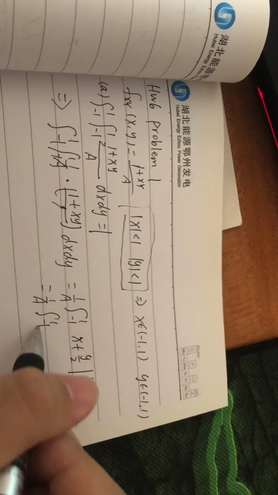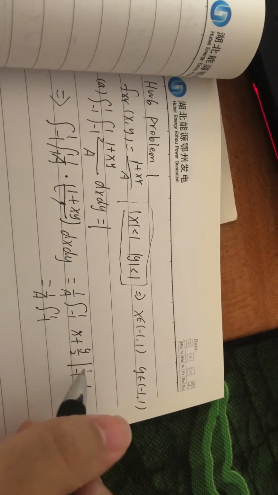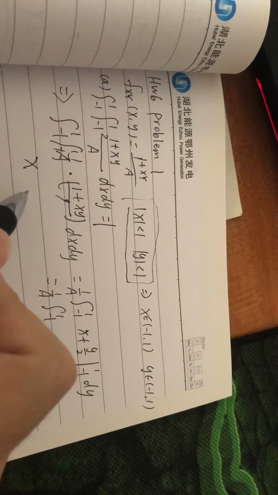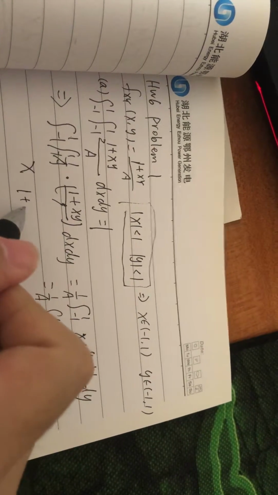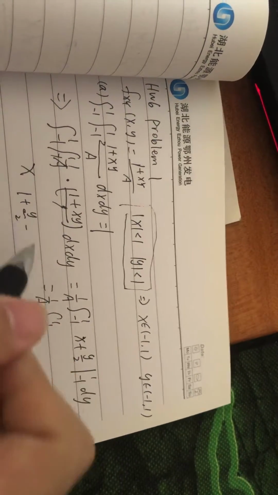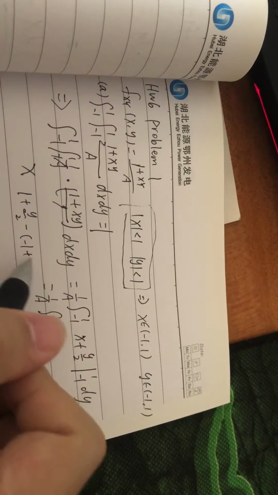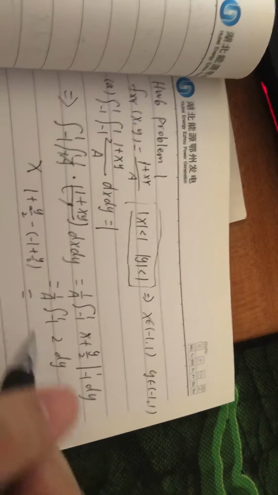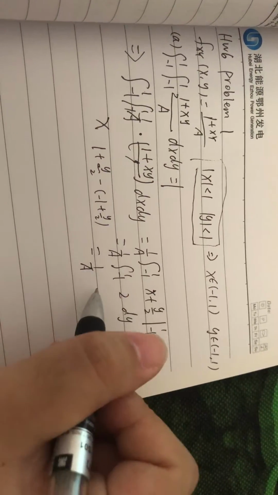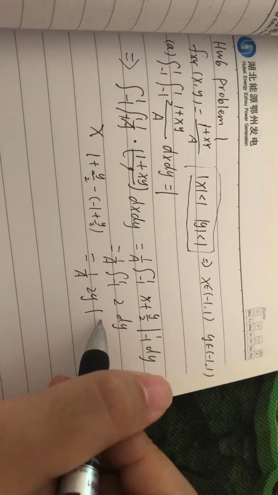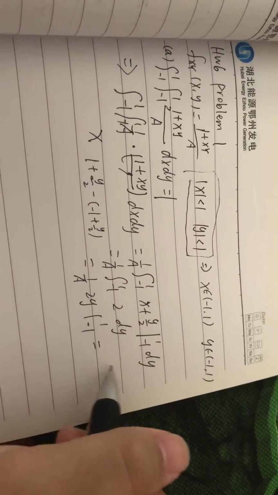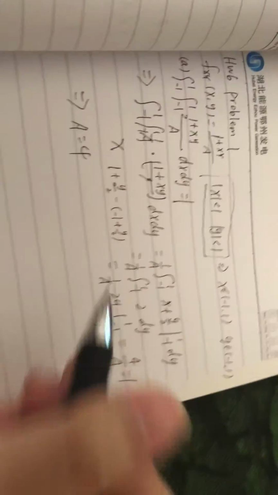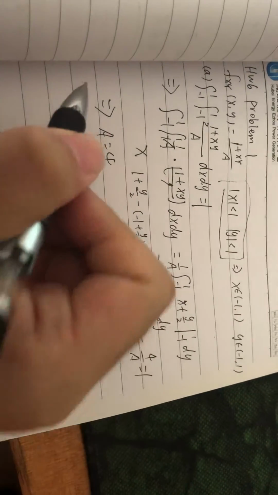We calculate from (1 + y/2) minus (-1 + y/2), and we got 2 dy, and continuing, we got 1 over a times 2y from 1 to -1, we got 4 over a equal to 1. So we got a equal to 4. That's the first question of problem 1.